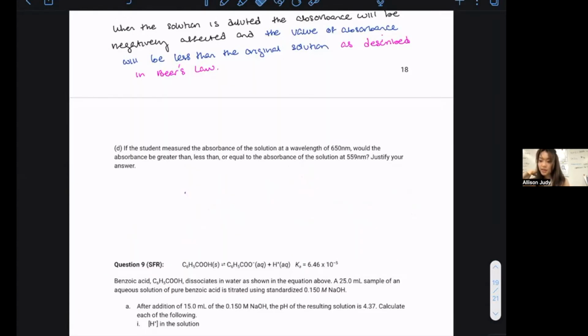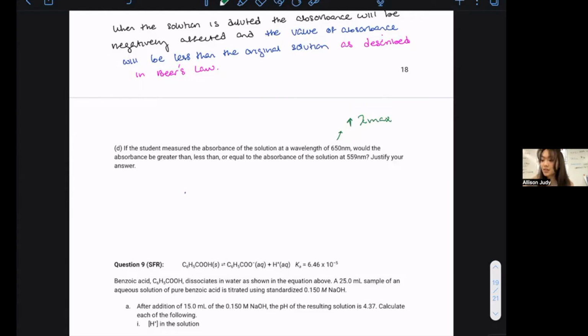So let's now talk about part D. If a student measured the absorbance of a solution at a wavelength of 615 nanometers, okay, so that would be what we did is we just increased our lambda max, okay? We are changing our lambda max. Would the absorbance be greater than, less than, or equal to the absorbance of the solution at 559 nanometers?